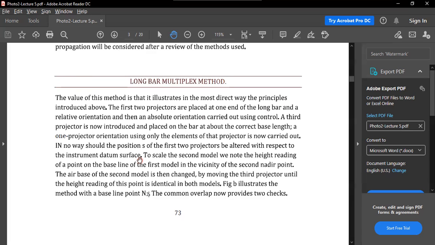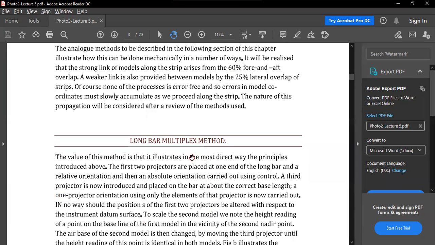And then you are now ready to do the absolute orientation, once you are done with relative orientation. The only reason why you do a one projector orientation, relative orientation, is because you want to keep the other one fixed. So when you introduce the third projector, it's assumed that the first two, you don't want to touch the second projector.